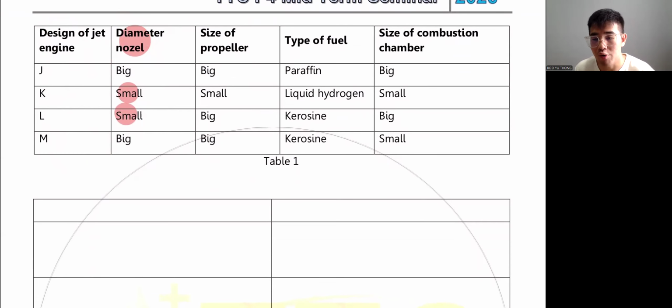And at the same time, I want you to see how this is how we answer the essay question, later when I show you the answer, when I write the answer together with you. Now, the second one is the size of the propeller. Just like I said, the propeller is the fan blade.